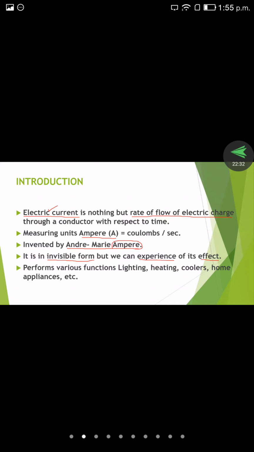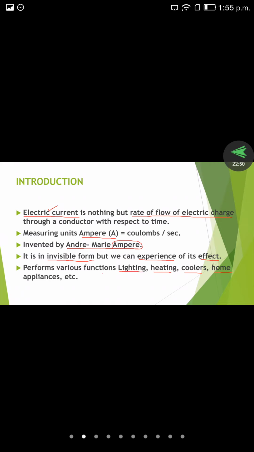There are various applications for electricity or electric current. The first one is lighting, heating, coolers, home appliances. These can all be run by means of electric current.